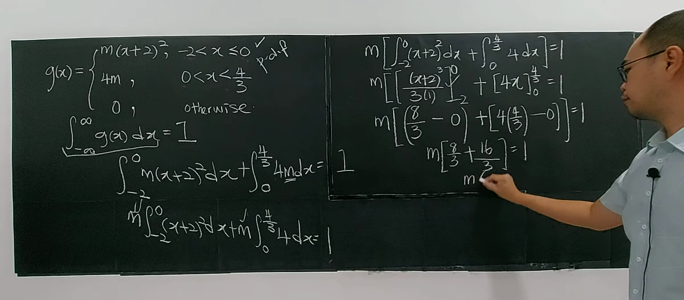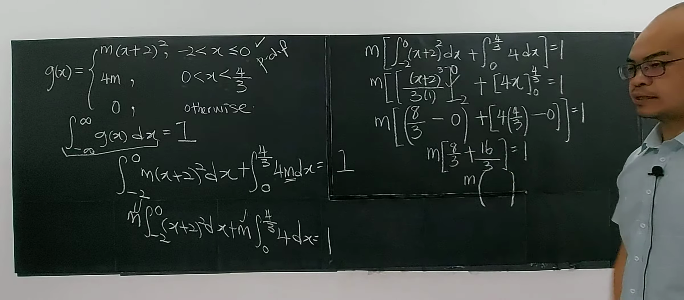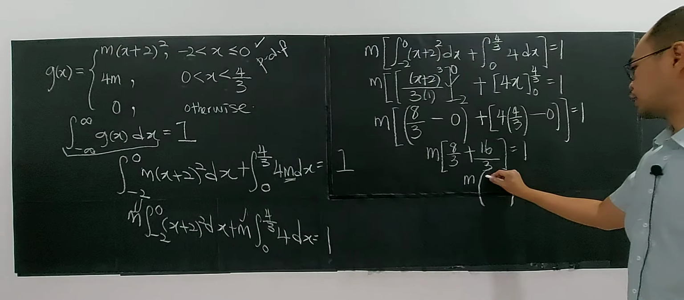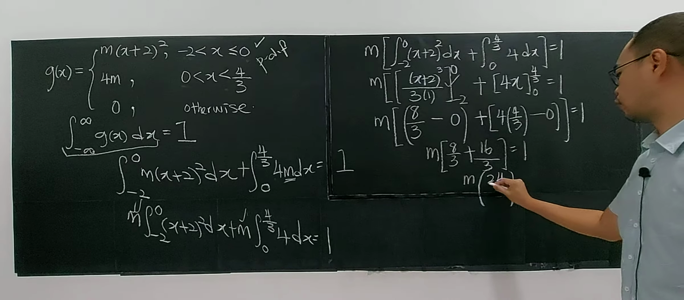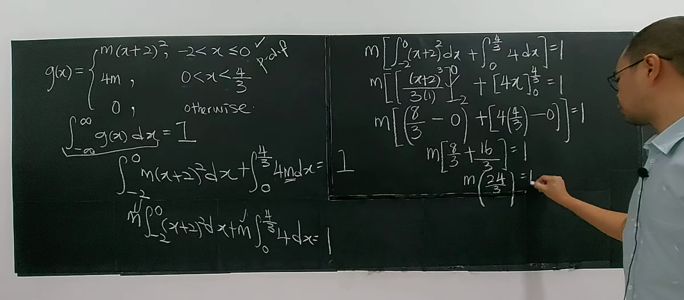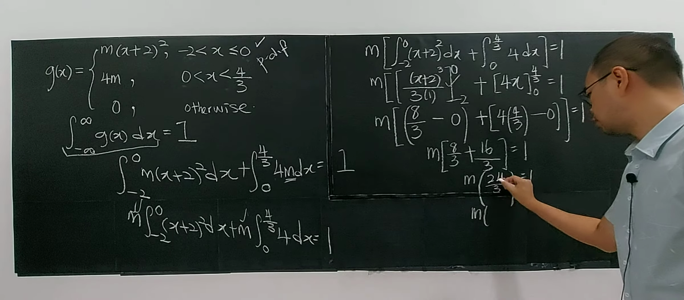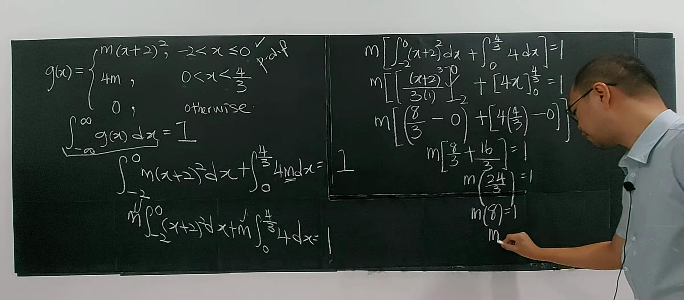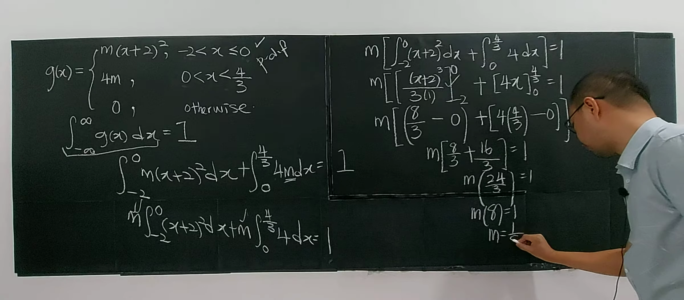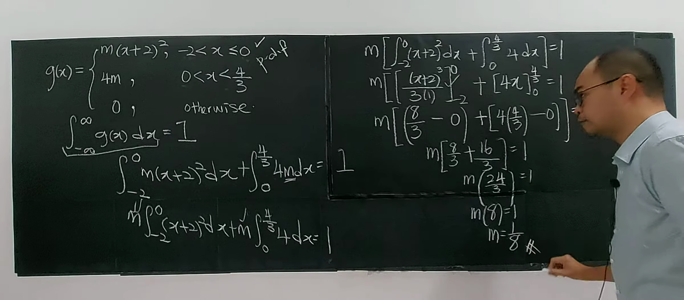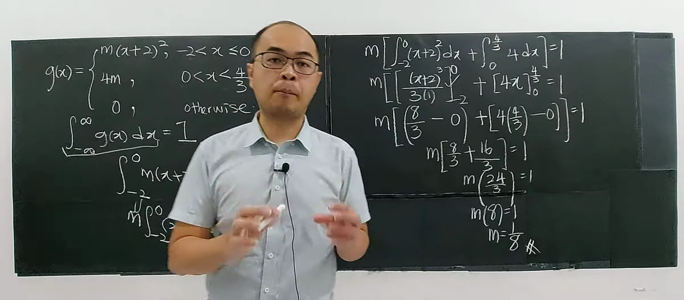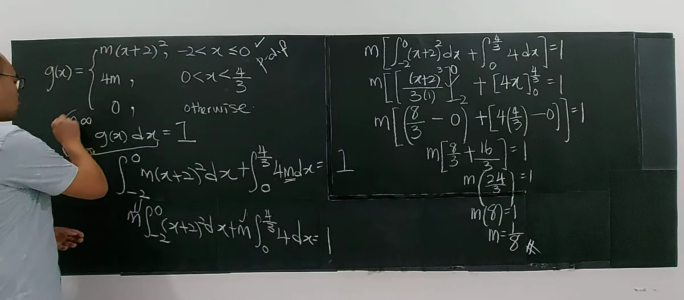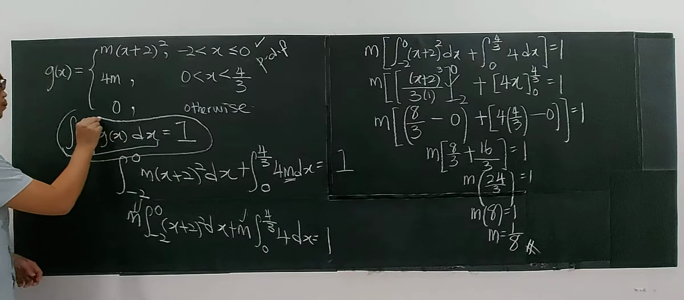And m, alright, 16 plus 8 is 24, so 24 over 3 equals to 1. So 24 divided by 3 is 8, so 8m equals 1. So the value of m here will be 1 over 8 finally, by using the concepts of probability density function for a continuous random variable.